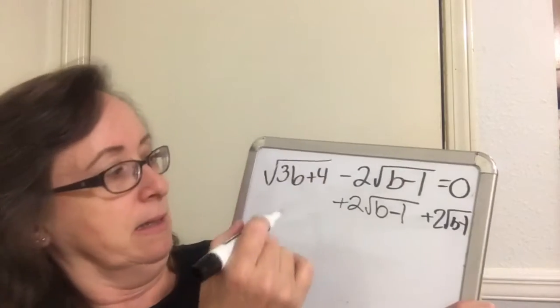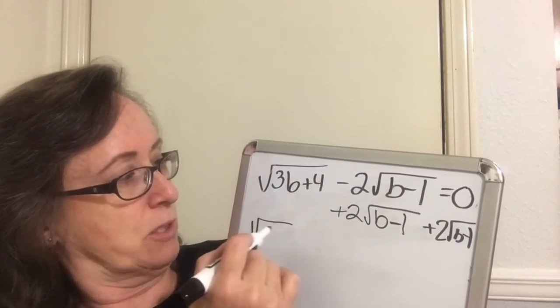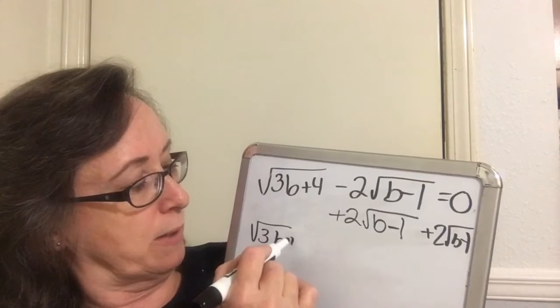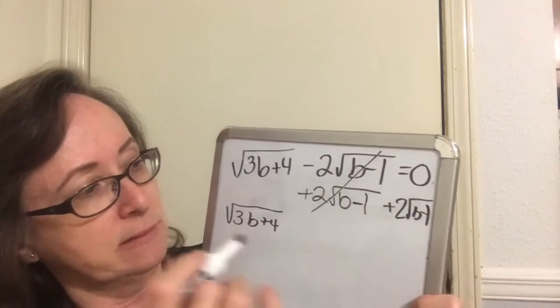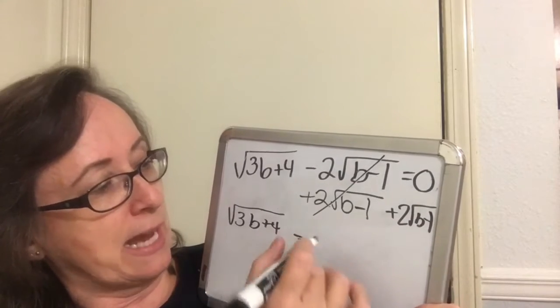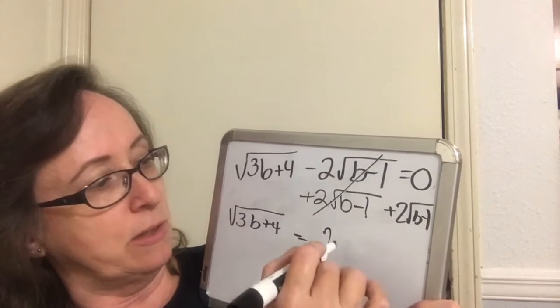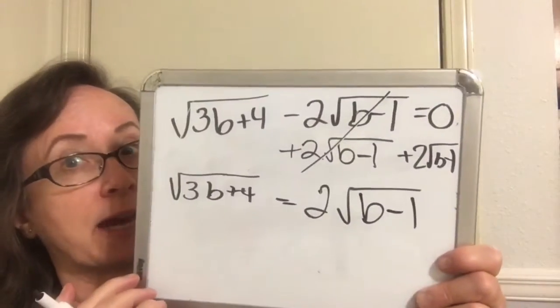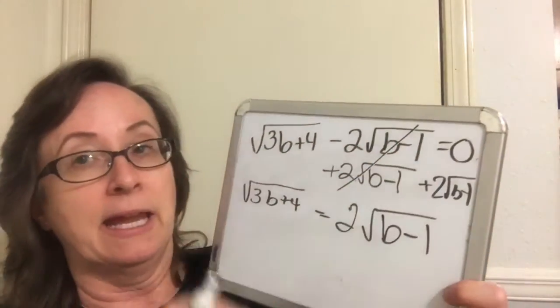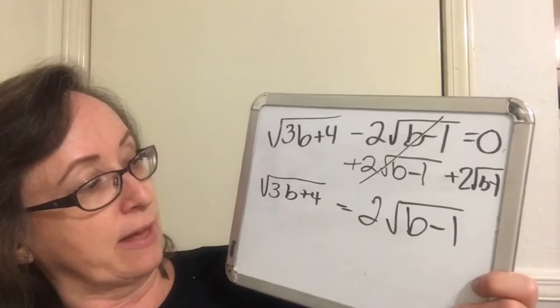And then I'm going to end up with the square root of 3b plus 4. And then this one's gone. And now it appears on the other side with the opposite sign. So 2 square root of b minus 1 is on the other side. So I just took it from one side and changed the sign and stuck it on the other.